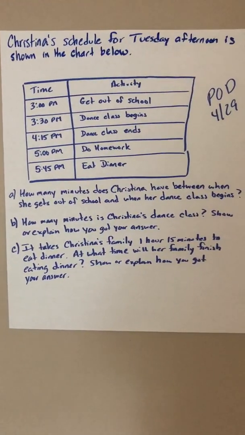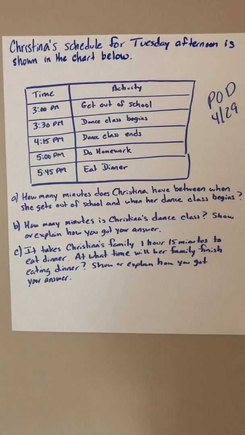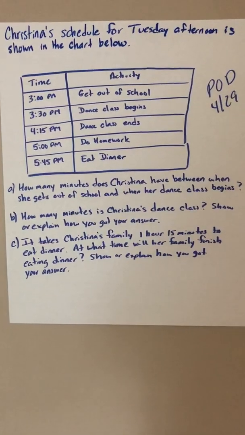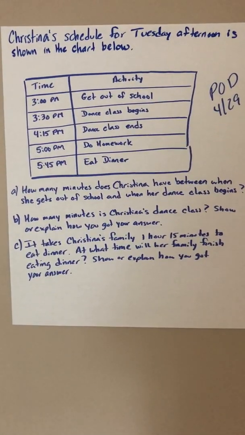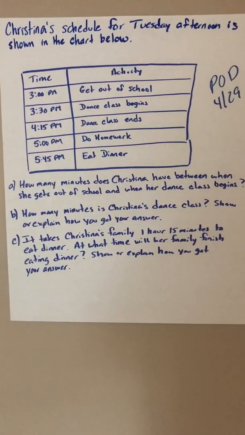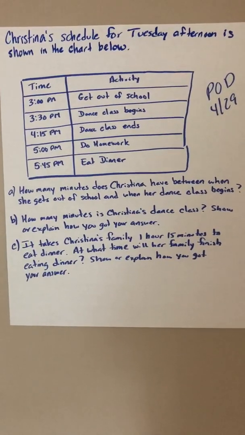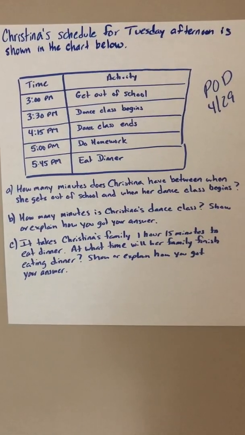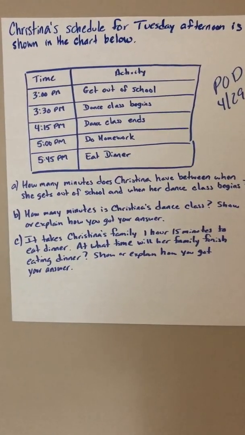Part A, how many minutes does Christina have between when she gets out of school and when her dance class begins? Part B, how many minutes is Christina's dance class? Show or explain how you get your answer. In Part C, it takes Christina's family 1 hour and 15 minutes to eat dinner. At what time will her family finish eating dinner? Show or explain how you get your answer.